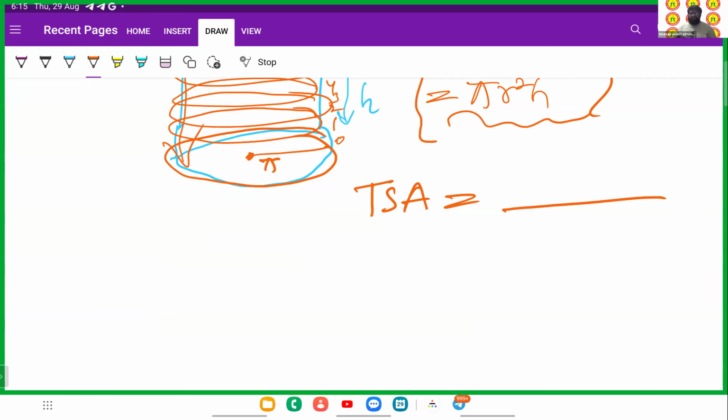Circumference into height is completely wrong. We are talking about area, not perimeter. What exactly does circumference mean here? It's a perimeter. We are talking about area here.